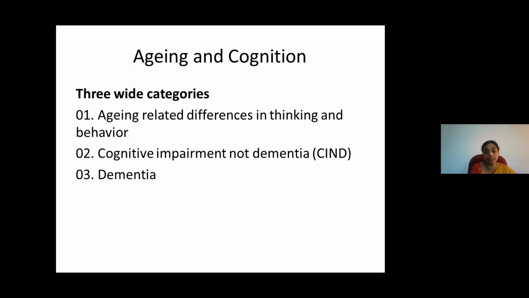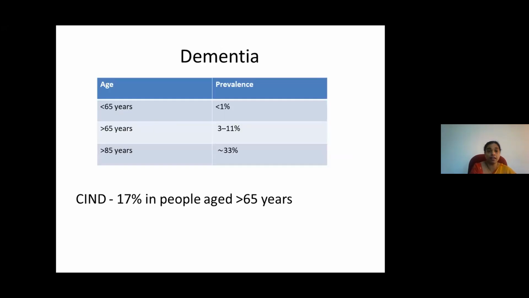And the third category is dementia. You will understand the burden of dementia when the population is aging. At the age of 65 years, the prevalence of dementia is less than 1%, but above 65, it goes to nearly 11%. When aging advances, when it is more than 85 years of age, one third of them will have dementia.